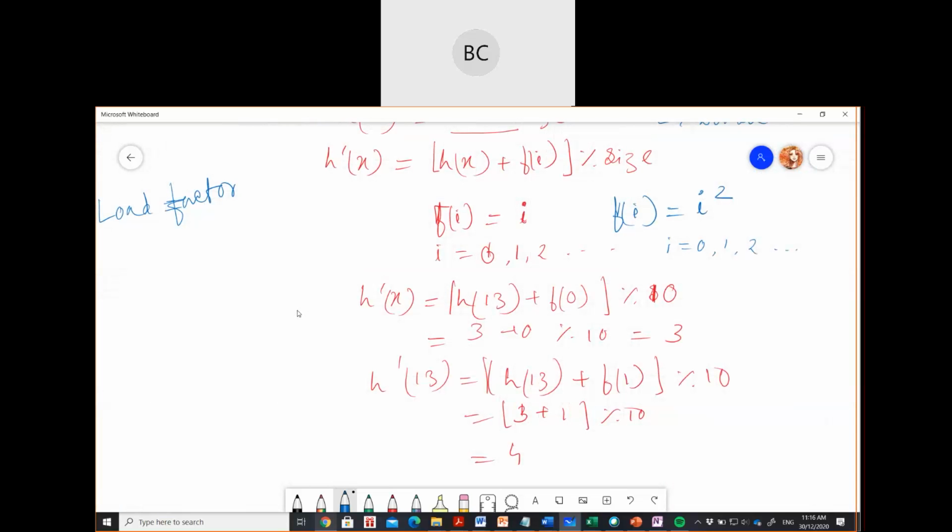Okay, that's the main idea behind your hashing or hash table.